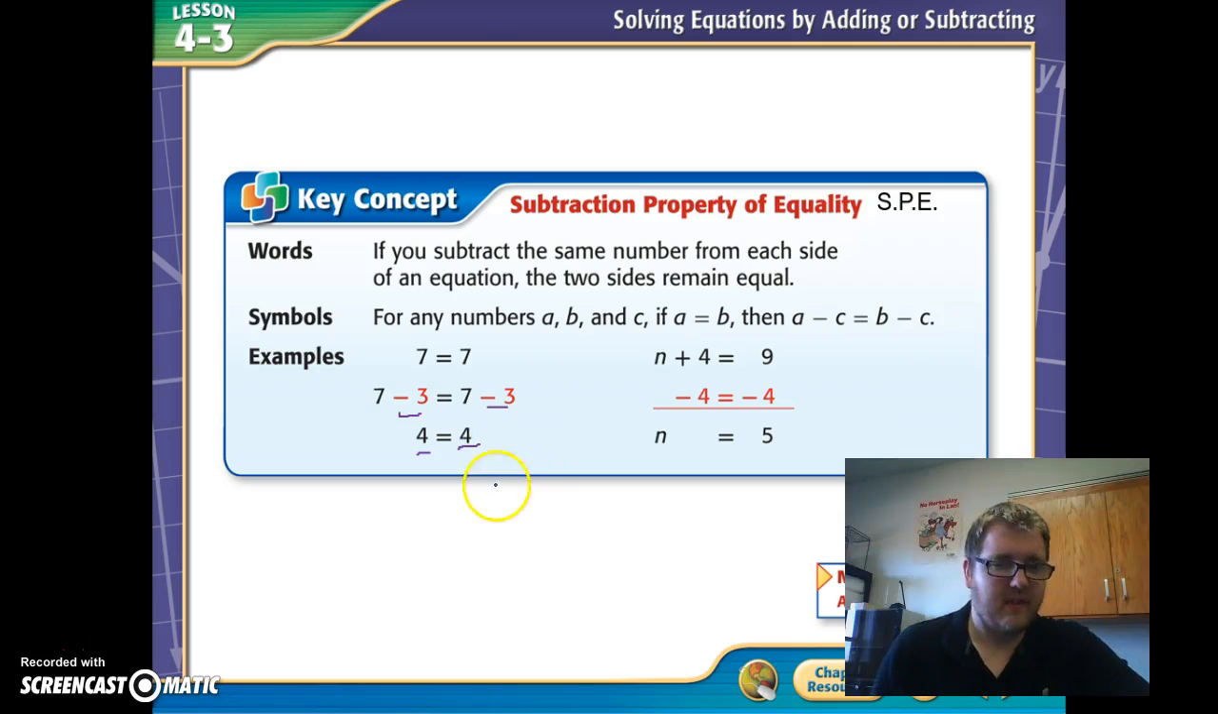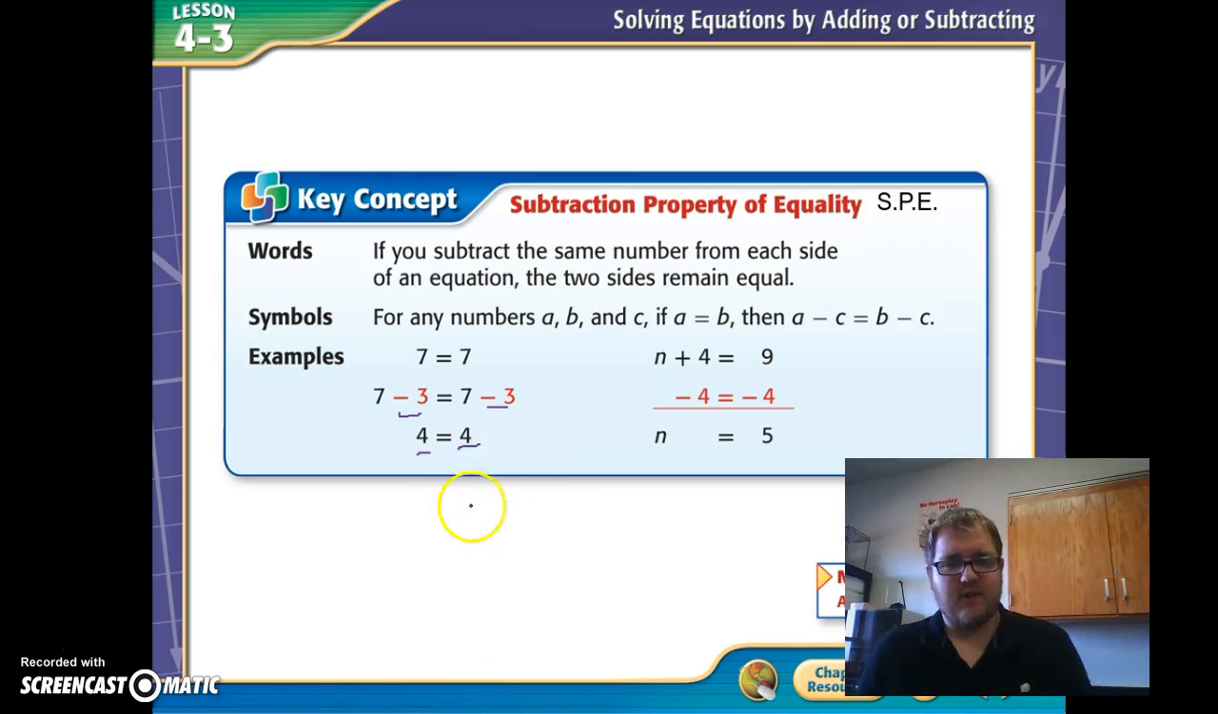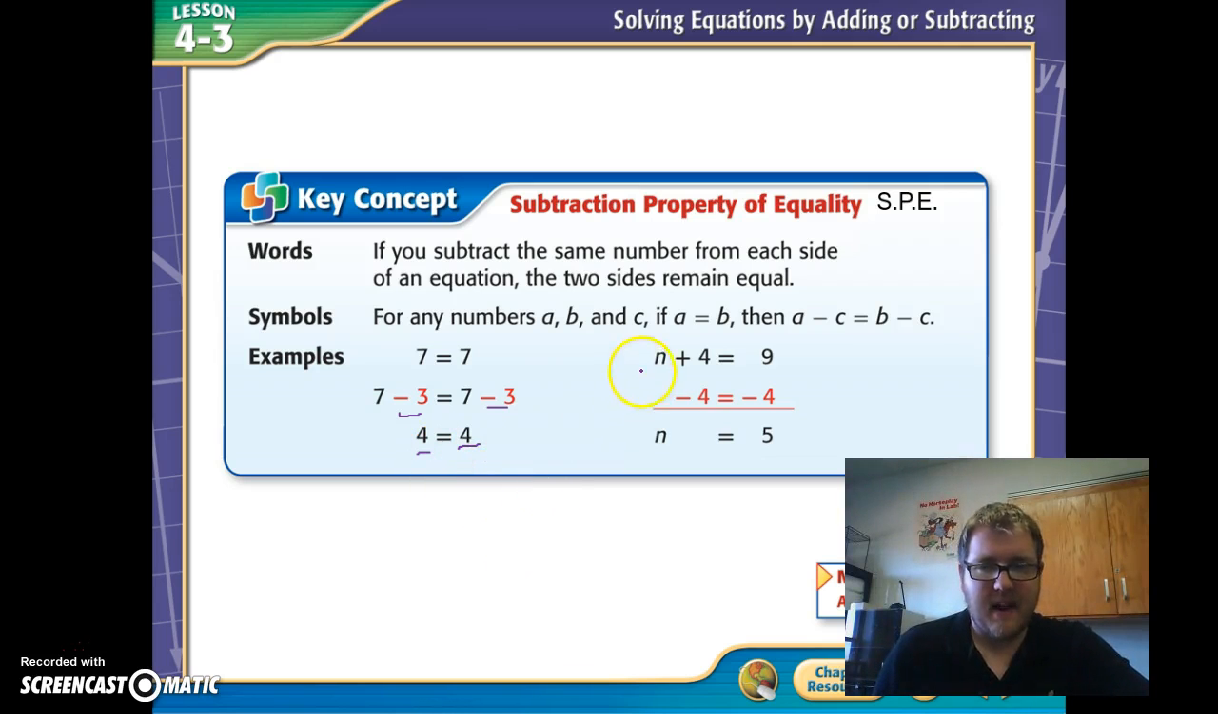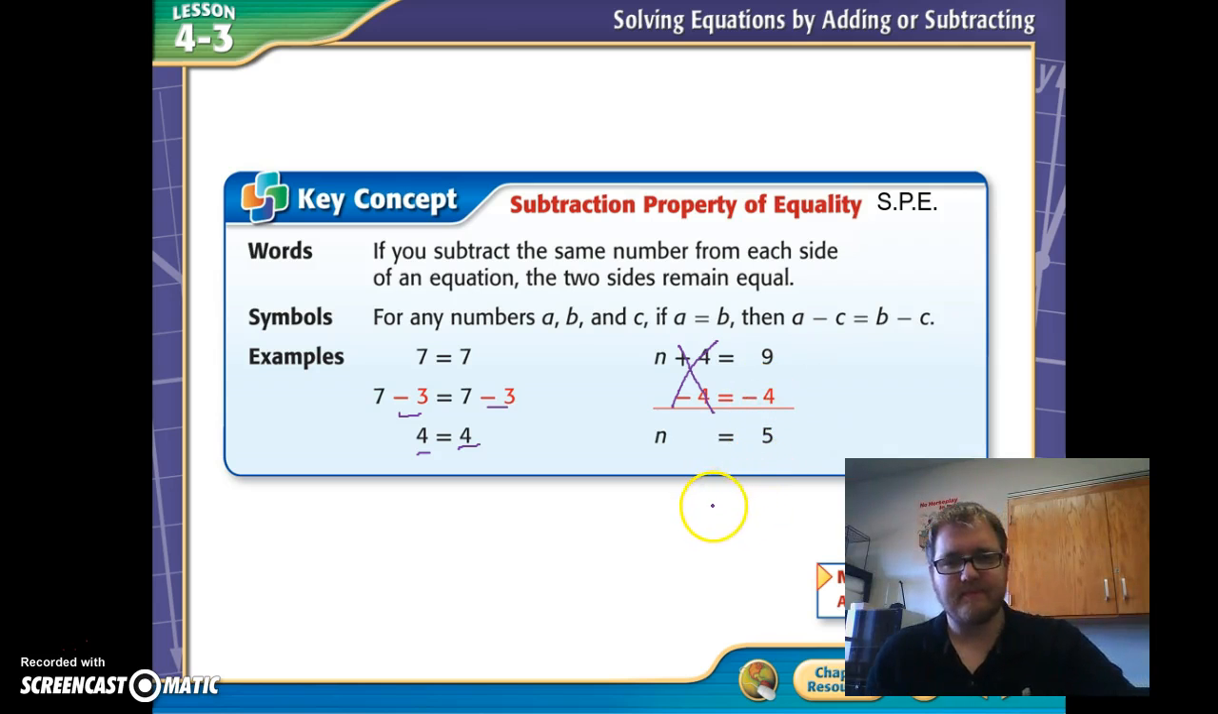And that's how all math works. If you subtract the same number from both quantities that are equal, you're still going to end up with the same number. And you can start to see now we're solving equations. If we have n plus 4 equals 9, and I subtract 4, that 4 and the negative 4 are inverses. They cancel out. They add to 0. So I have nothing but n on the left. 9 minus 4 gives me 5 on the right.